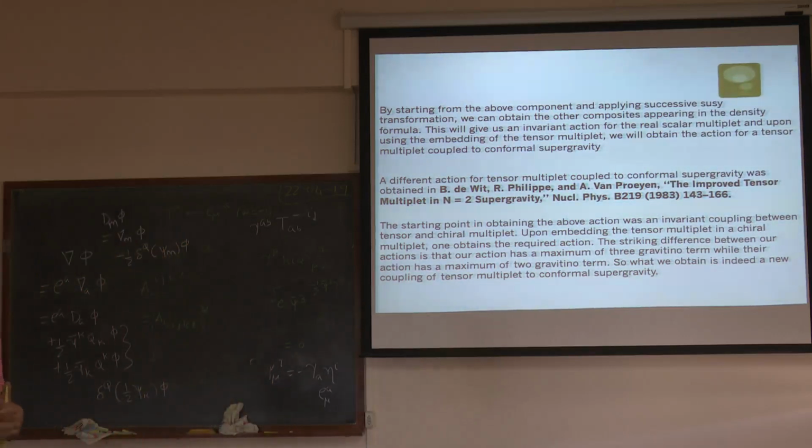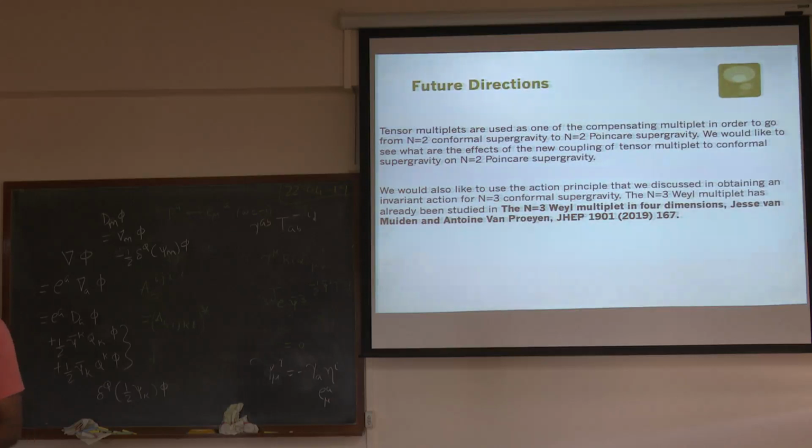Okay. Here we are proposing a different invariant action for the tensor multiplet, and it will be useful to see what implications it has for going from conformal supergravity to Poincare supergravity, because the tensor multiplet is one of the compensating multiplets in going from conformal gravity to Poincare gravity. So, that will be interesting to see.